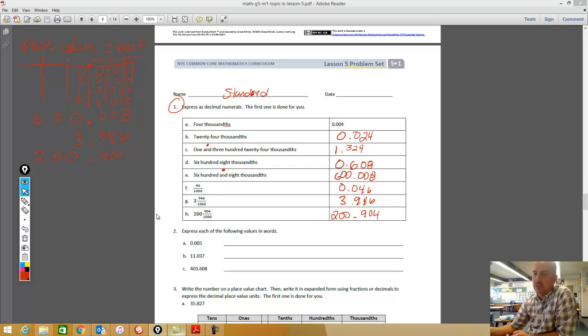Actually, we can keep going. Express each of the following values in words. I don't need to move and erase yet. Well, words. I have 5. And what place value would this be? Do I have any in the ones? No. Any in the tens? No. Hundredths? No. I said tens, I meant tenths. Hundredths? No. How many in the thousandths? I have 5. 5 in the thousandths. So I have 5 thousandths.